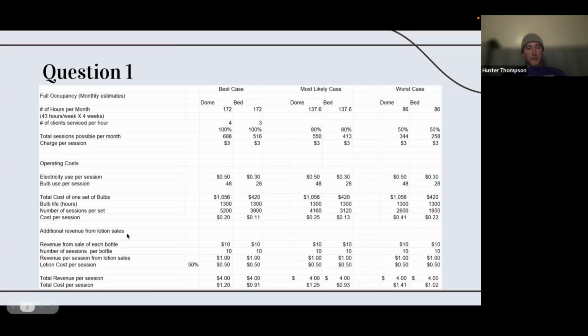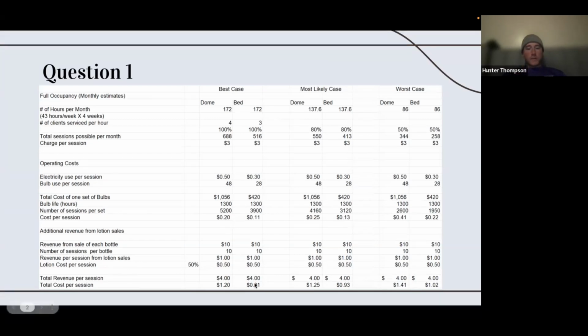Then we go to additional revenue that we have. So things like the lotion sales. Those are all going to be the same numbers. It's the same lotion, same bottles, so those aren't going to change with our different rates. And then using those numbers, we can finally get our total revenue per session and our total cost per session.